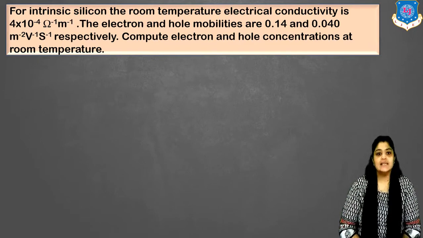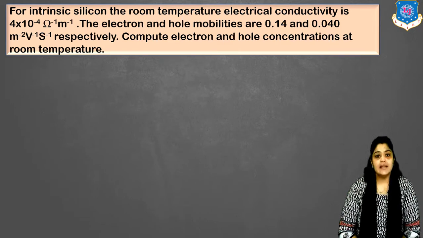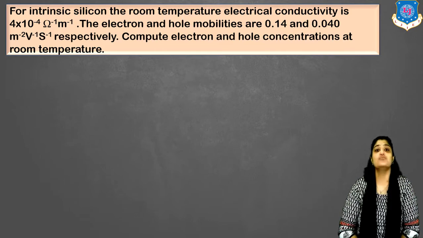So the first numerical says that for an intrinsic silicon, intrinsic means it's an intrinsic semiconductor, or I would say a pure silicon which doesn't contain any impurities. So the electrical conductivity is given as 4 into 10 raised to minus 4 mho meter inverse, or you can say ohm meter inverse. The electron and hole mobilities are given. So mu e and mu h are given. You have to find out electron and hole concentration at room temperature.